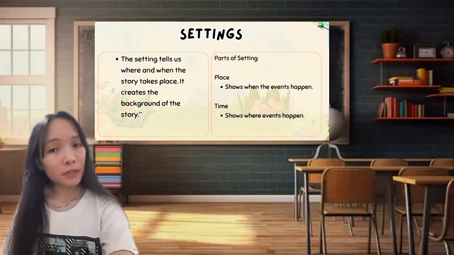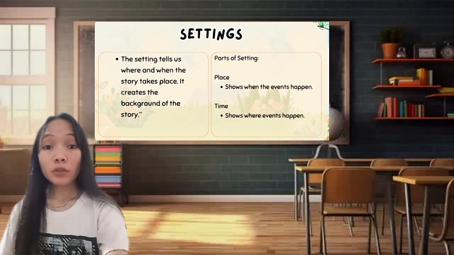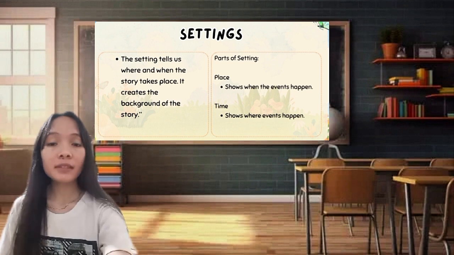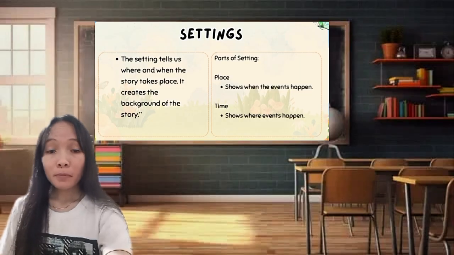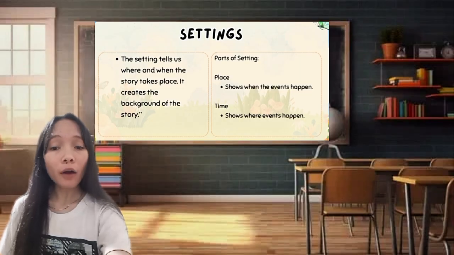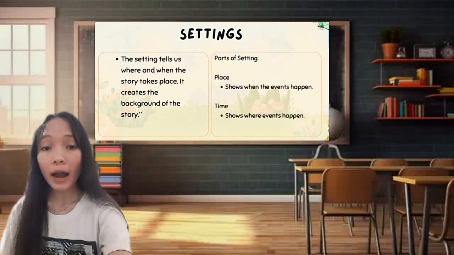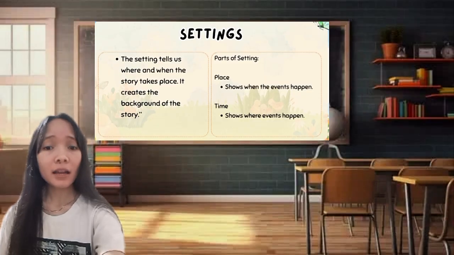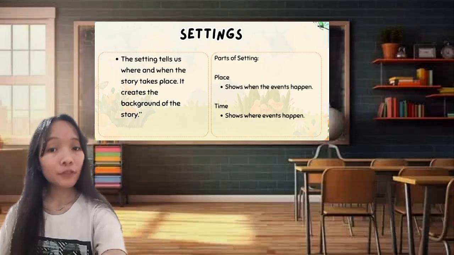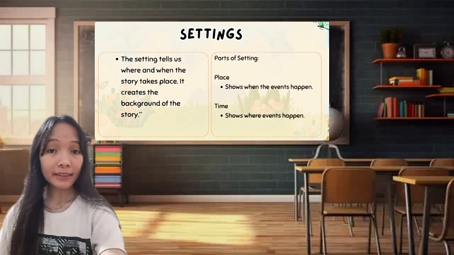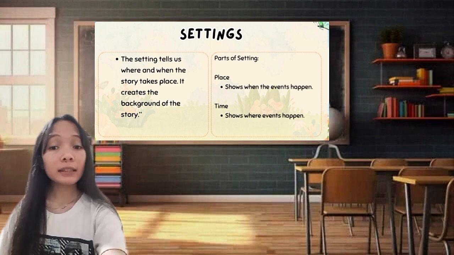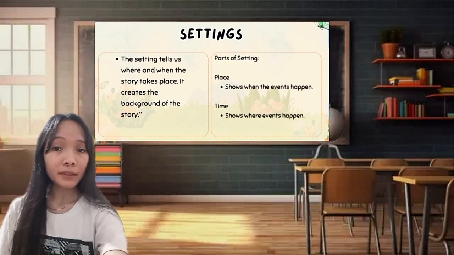We have two parts of setting. Place. Place shows where the events happen. Example, school, forest, kingdom, house, and beach. The place is important because it gives readers an idea of the surroundings where the characters live or act. Second, we have the time. Time shows when the events happen. We have morning, night, present day, future. Time helps readers understand the period or situation in which the story occurs. An example, in Little Red Riding Hood, the forest is part of the setting because many events happen there.